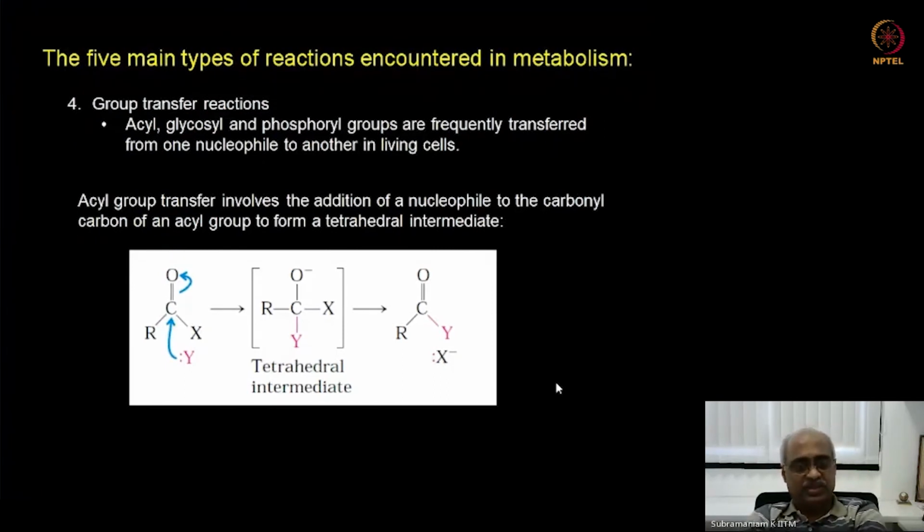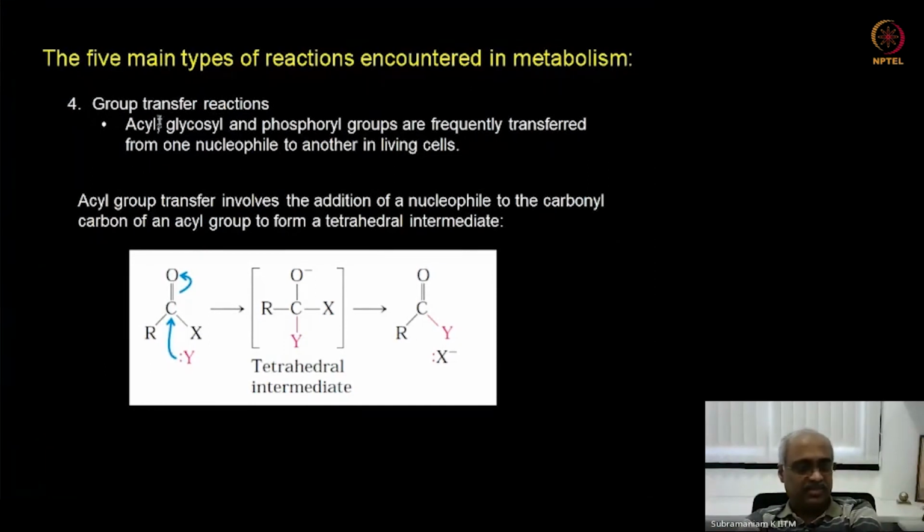But there are other situations. For example, for many glycosylations, the carbohydrate moiety is going to be covalently linked to one of the nucleotides. It's usually like UDP-glucose, that kind of activation. So there the UDP group is transferred. Quite often we encounter group transfers of these three types. One I just told you, glycosyl.